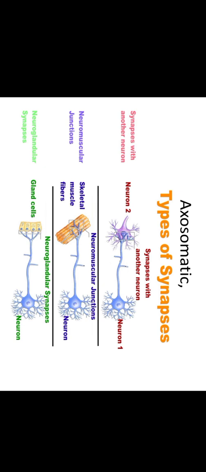Axosomatic. You see further types of synapses: synapses with another neuron, neuromuscular junction, and neuroglandular synapse. A synapse with another neuron is from one neuron to another neuron, neuron 1 and neuron 2. Neuromuscular junction is between a neuron and skeletal muscle fiber, nerve and muscle fiber. Neuroglandular synapses are between a neuron and gland cells.